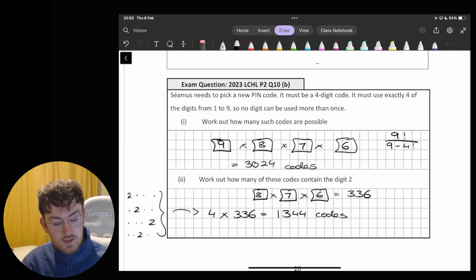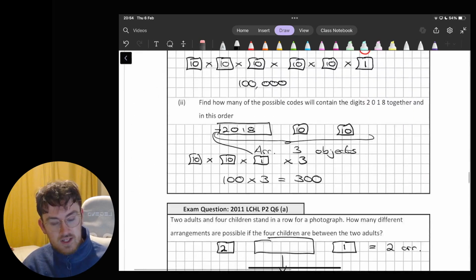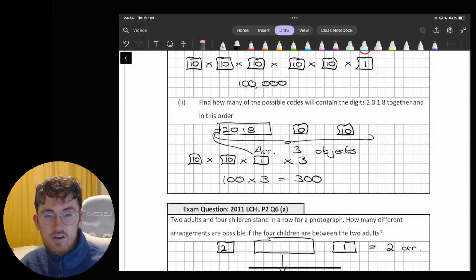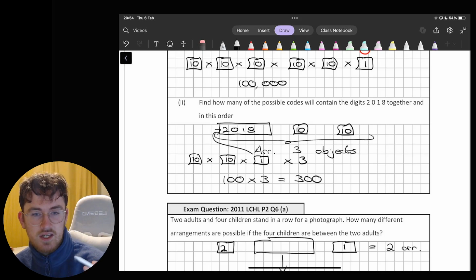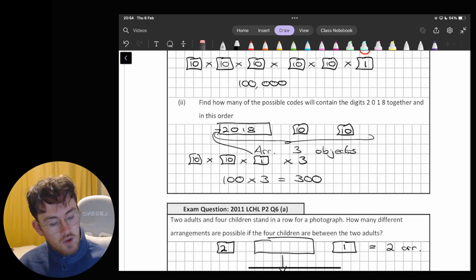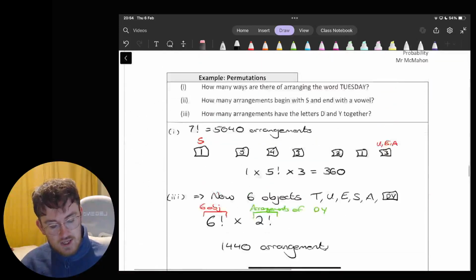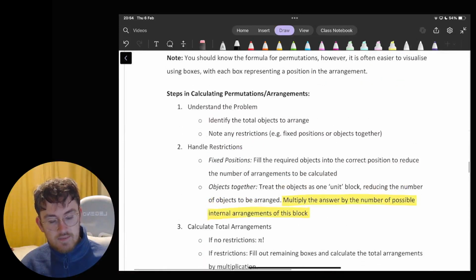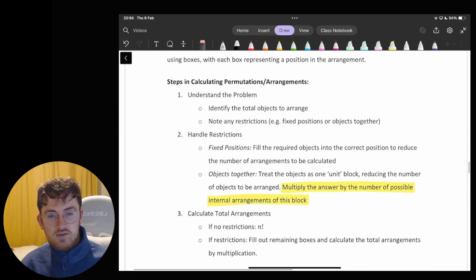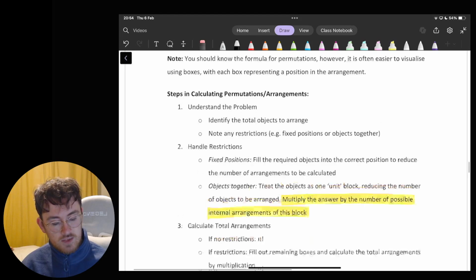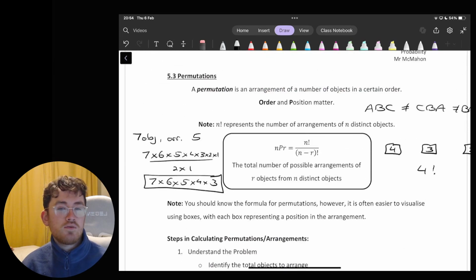So like the 2 in this example, or looking at the arrangement of the block here with the codes where the 2018s are together and the other codes remain the same, and looking at the 3 different ways that could be arranged. But on the whole, it's being familiar with the steps that we've identified to help us arrange or handle restrictions if there's fixed positions or objects coming together, and then looking at even that formula to a lesser extent but still being familiar with it, but even focusing on those boxes to help us with position and order to help us with the questions.